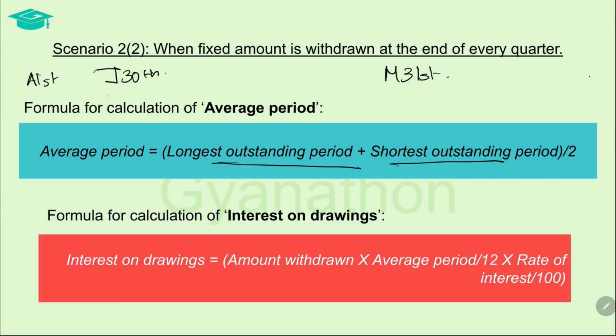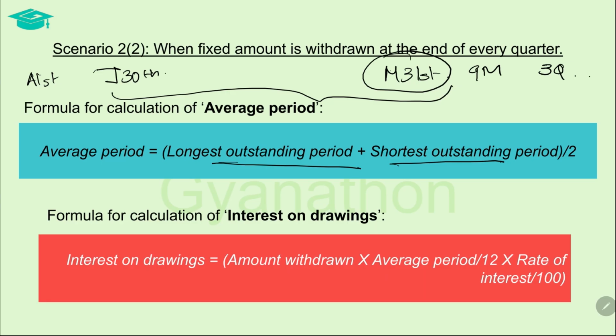So, the longest period outstanding is June 30th to March 31st, which is 9 months or 3 quarters. The last withdrawal for the year happens on March 31st itself. So, the shortest period outstanding is 0 months, or in other words 0 quarters. So, the average period is either 9 by 2 when it is calculated on the basis of months, or 3 by 2 when it is calculated on the basis of quarters.